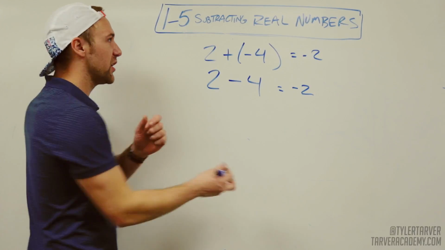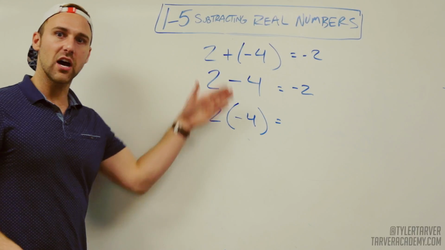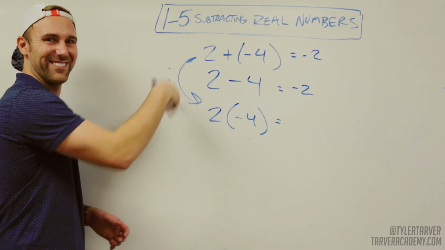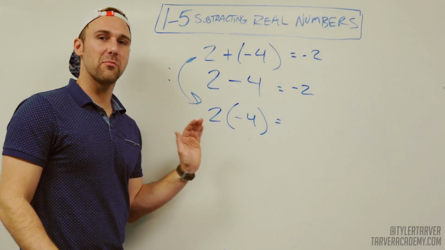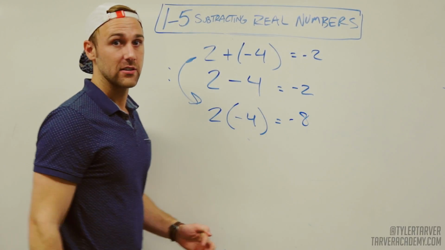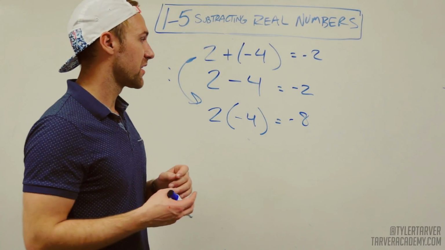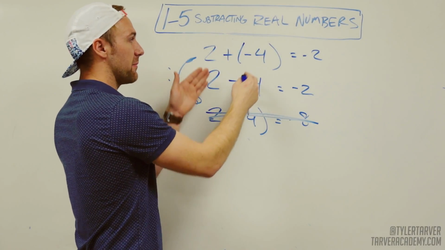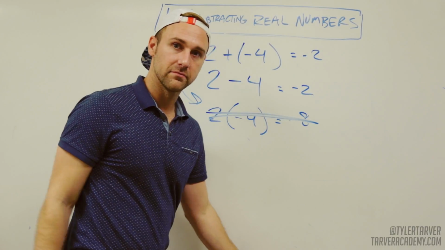A way that people get confused: say you had 2 times negative 4, with the 2 right next to the parentheses. This is not the same problem. These are not the same, because when you have parentheses and a number right next to it, that means multiply. So it'd be negative 8. You're multiplying those two. That's not the same. Whereas these two are the same, because you are adding a negative. Negative overtakes it.